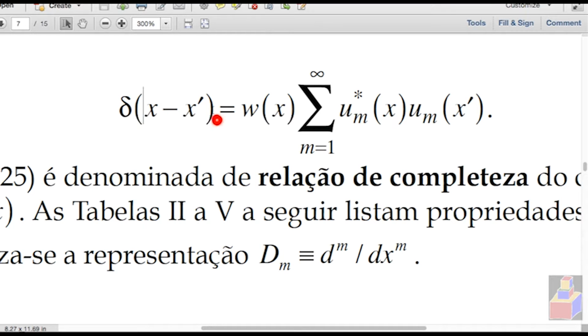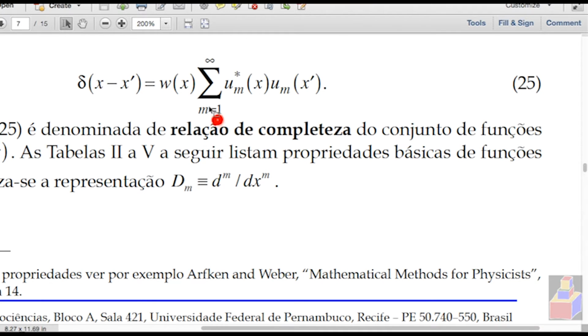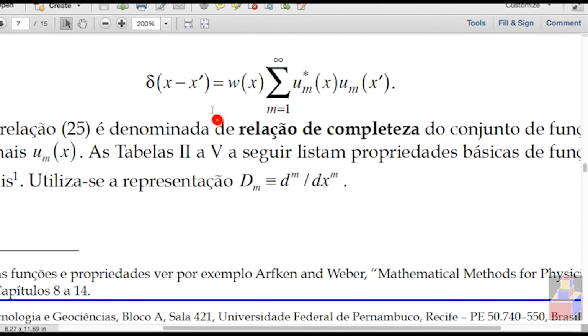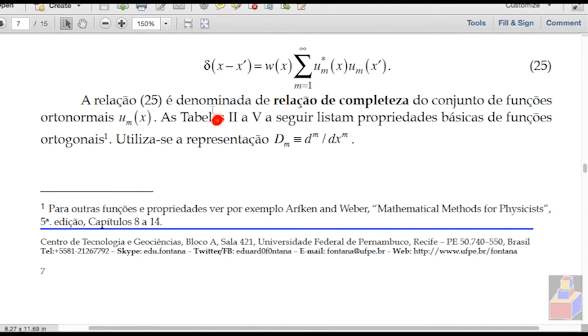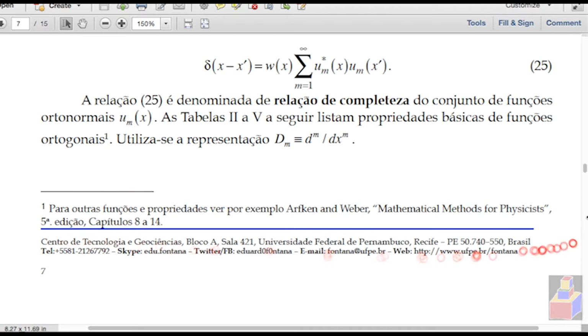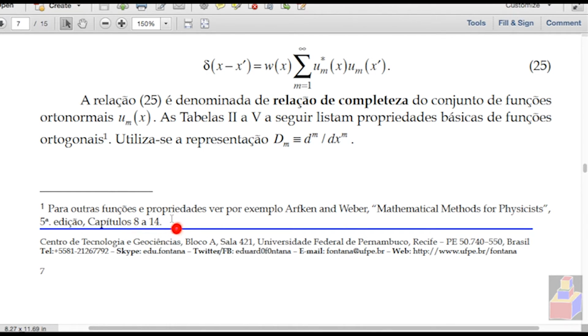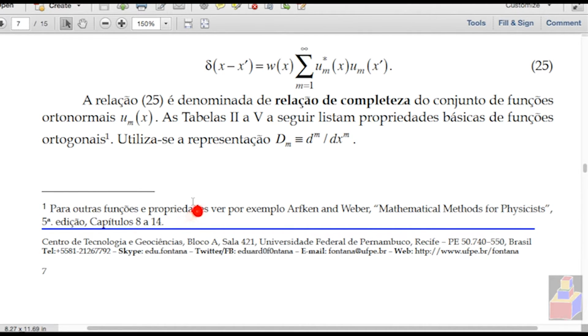So here I have some examples. Also, I have a reference here if you want to see more on the theory of differential equations, of self-adjoint operators, Hermitian operators, Sturm-Liouville theory in Arfken, Mathematical Methods for Physicists. Between chapters 8 and 14 there are several chapters that talk about this.